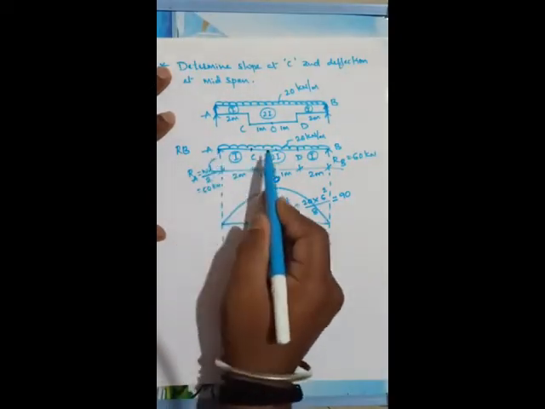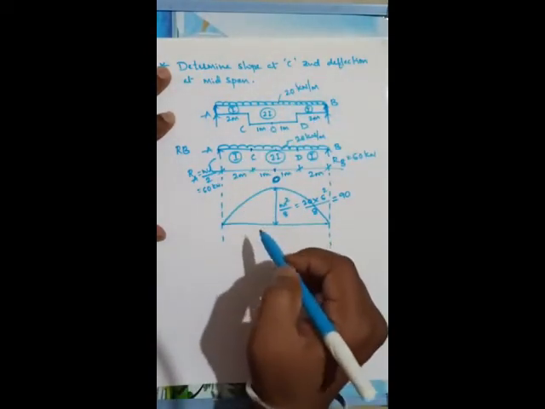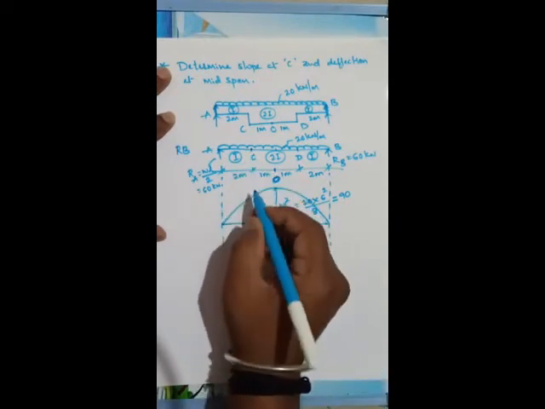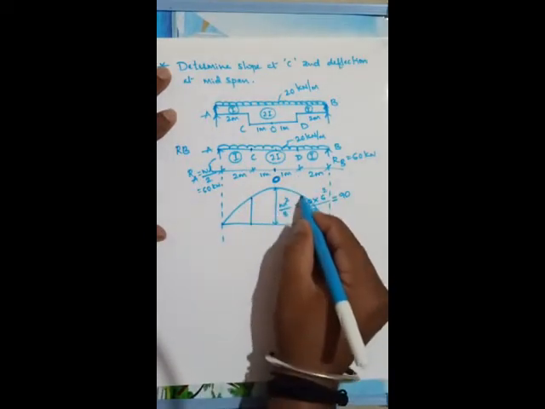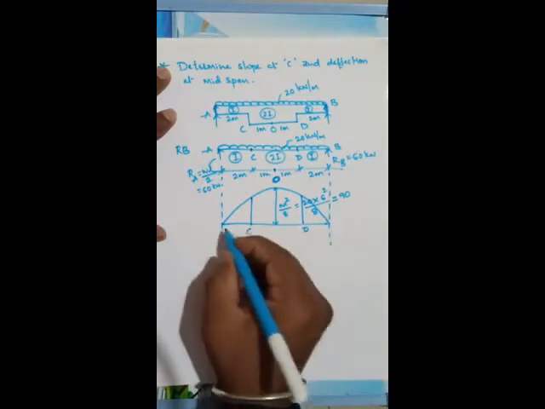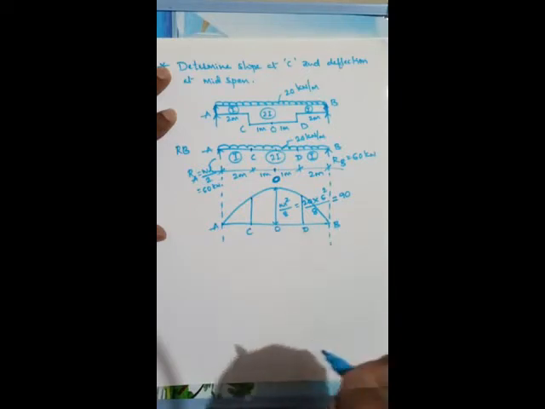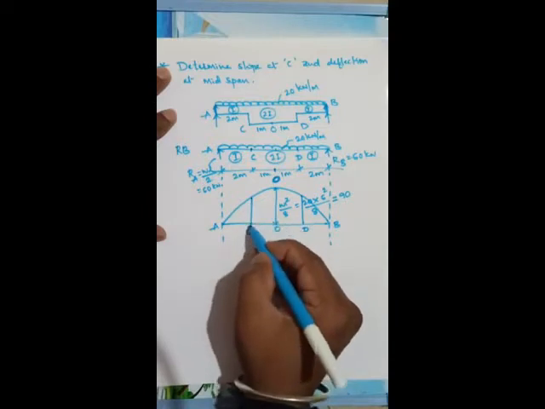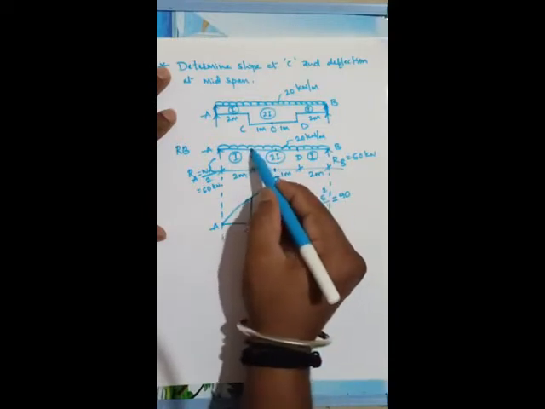Okay, so again here the moment of inertia is changing. Where it is changing, and where we need to calculate the slope, we require the areas, correct? For that purpose, we first need the bending moment at point D and at point C. This is A, B, and this is exactly the center O. Now calculate the moment at point C.